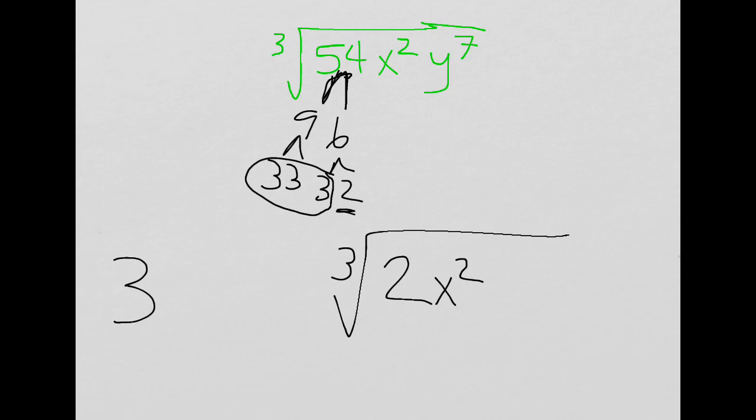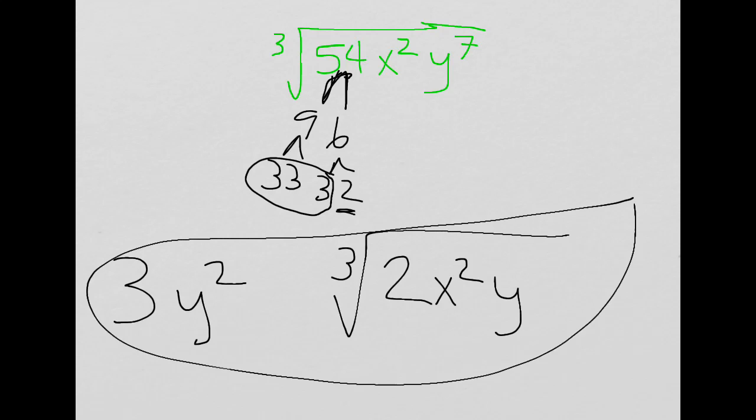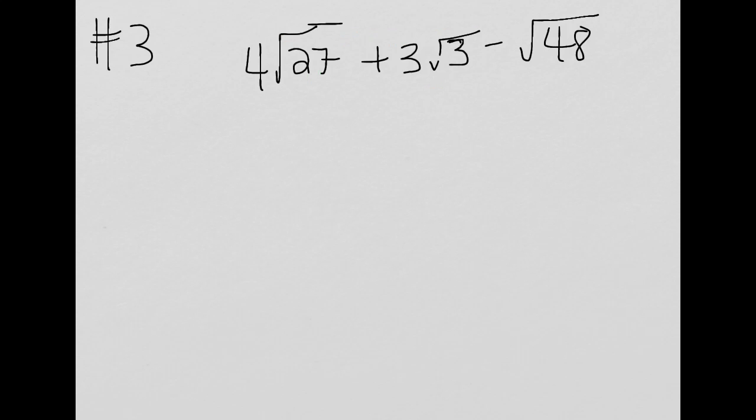But 7, I can't divide 7 by 3. It goes in there twice, with 1 remainder, and you can choose to put the 1 there, or you cannot. So before I add and subtract, I need to break down every radical and simplify it.